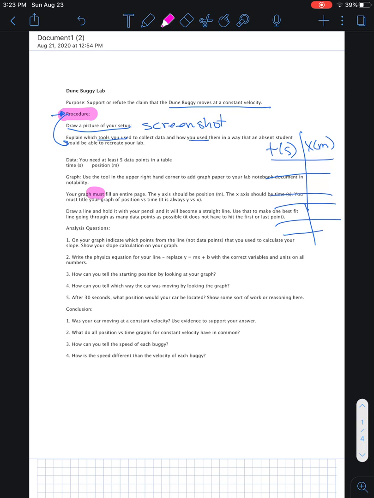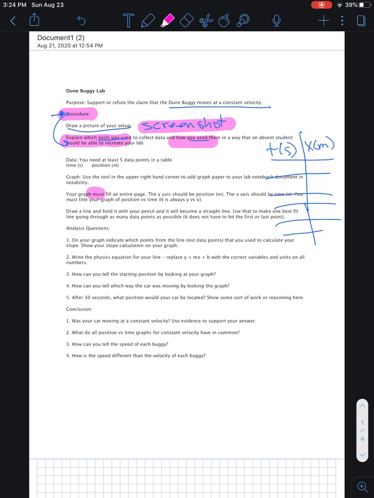So please make sure that you include a screenshot, or you can draw a picture of the lab with the Dune Buggy and the stopwatch and the meter stick. Because along with the picture, the other thing you'll need to do is write down in words which tools you used and how you used them to collect your data. So you need to say, I looked at the front of the Dune Buggy and I measured it on the meter stick shown on the screen, and I paused the video so that I could match the front end of the meter stick with the time and the position.